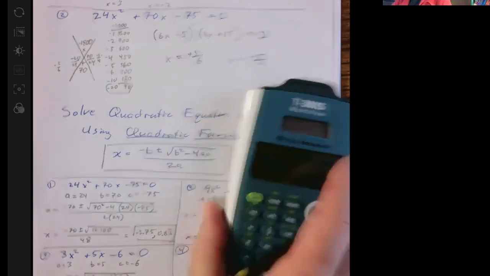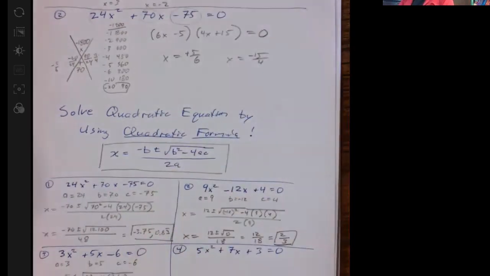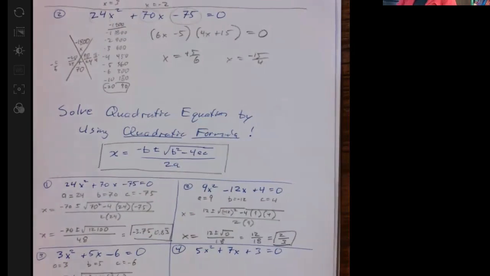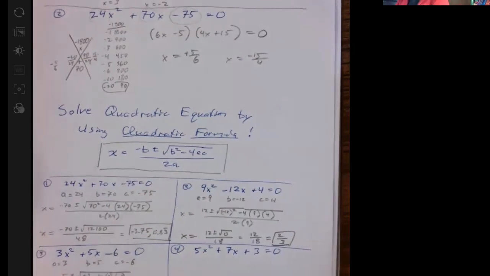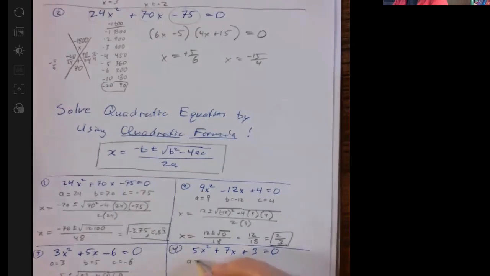Okay, so this is an interesting one because it's an irrational number. It doesn't give me a nice clean fraction. It's sort of a messy answer. The fourth one's even worse. What do you see what happens here? A equals 5, B equals 7, C equals 3.